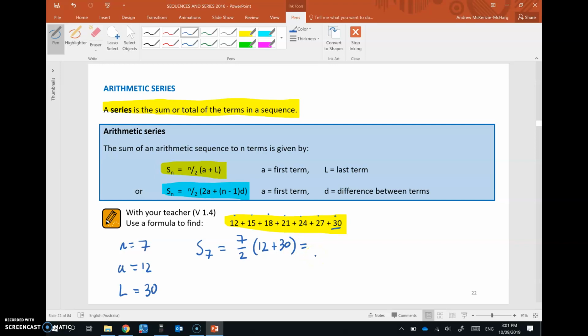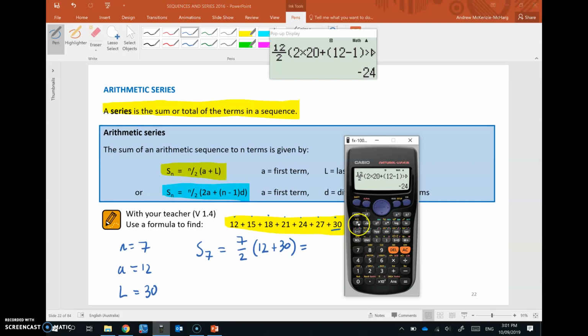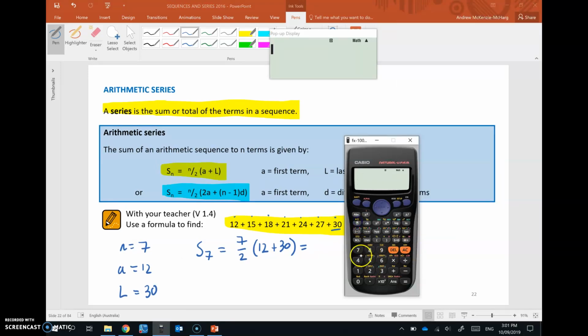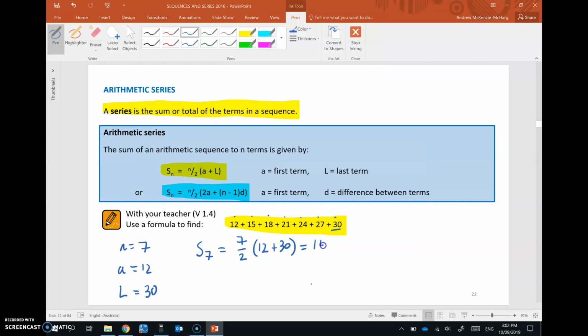Okay, so if we do that one on the calculator, we get, bear with me, 7/2 bracket 12 plus 30 gives 147. So if you add those numbers up and check that, you'll get the same, 147.